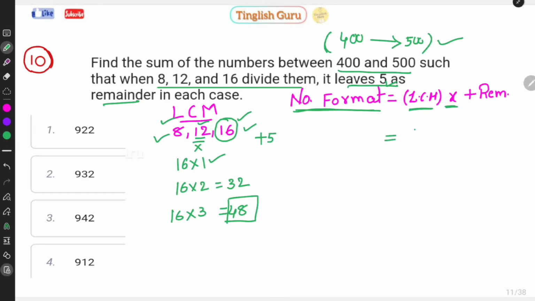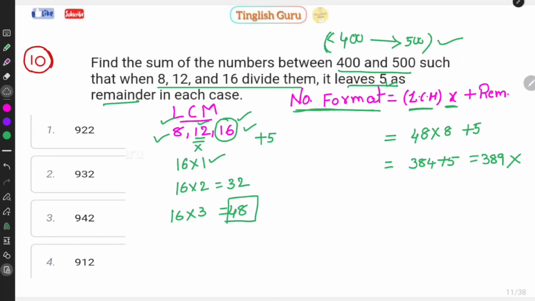So here our LCM is 48. So let us say 48 into 8 plus remainder is 5. So 48 into 8 is 384 plus 5. We will get 389. Just for your understanding, I am explaining in a lengthy way. But this 389 is less than 400. So we should not consider this number. So let us substitute again.